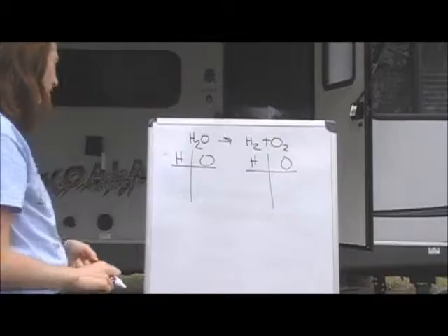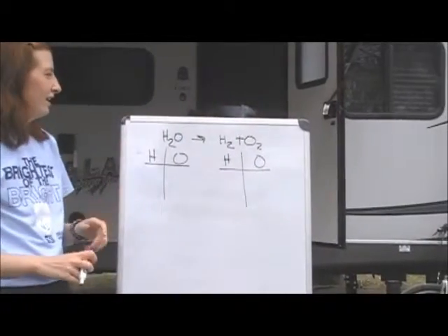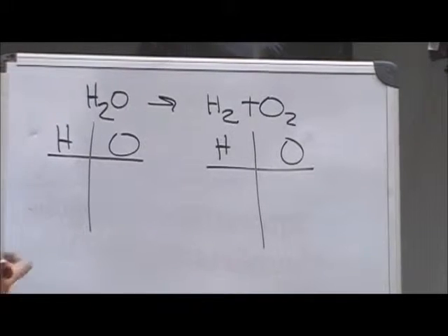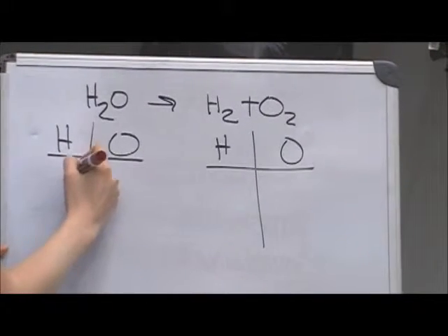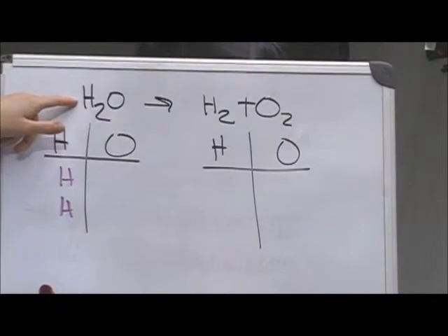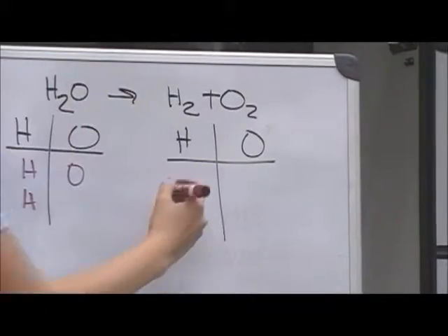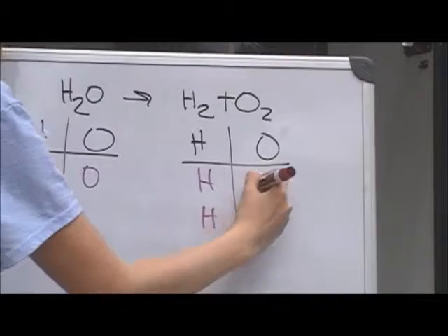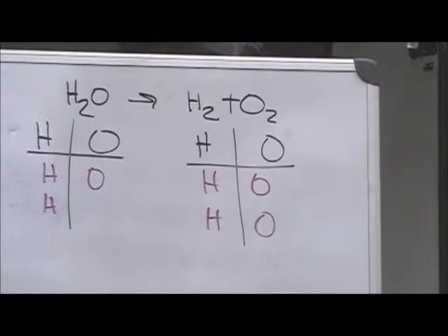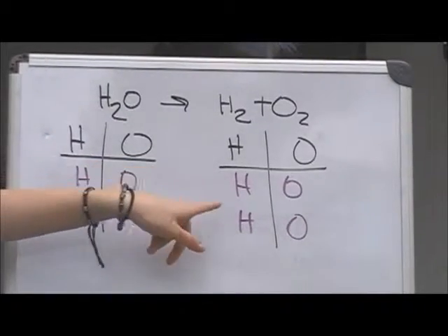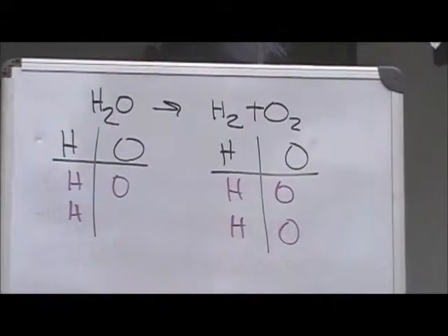Okay, so in this sample problem, we have H2O makes H2 plus O2. So on this side of the equation, we have two H's, H2, and we have one O. And on this side, we have two H's and two O's. Now that's not even, is it? The H's and the O's on each side, we need to have the exact same amount.